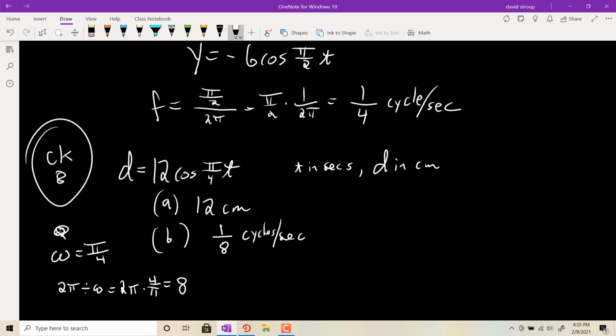Part C, find the time required for one complete cycle. Well, that's just going to be 8 seconds, right? Because if you have 1/8 of a cycle per second, you need 8 seconds to get the full cycle, all 8 parts, right? Did they ask for period? Doesn't seem like they asked for period, so we'll leave it at that.